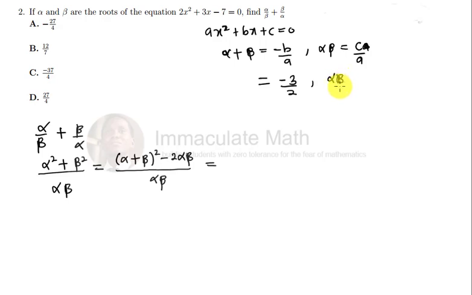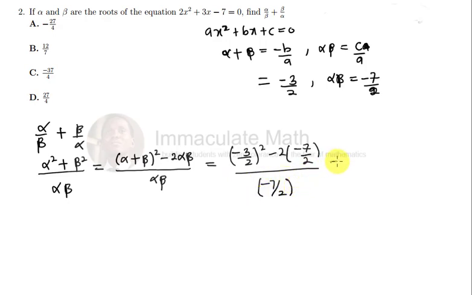My alpha beta will simply be c divided by a, that's minus 7 all divided by a, which is 2. So that means I'm going to have minus 3 over 2 all squared, minus 2 multiplied by minus 7, all divided by 2, then all divided by alpha beta, that's minus 7 over 2.